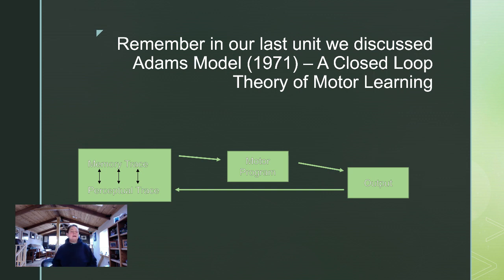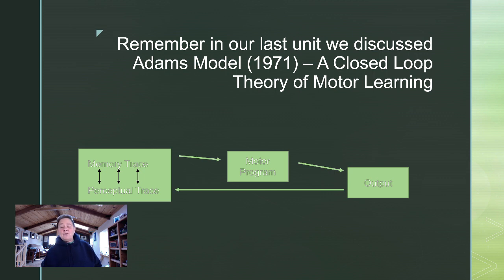Adams proposed his model in 1971. He called it a closed-loop theory of motor learning. I want you to notice in this closed loop theory that the memory trace is where it all begins. That is basically the stored cognitive representation of what the performer intends to do. You have a motor program that oversees what the performer is doing, that leads to output. That's what we see in the environment.